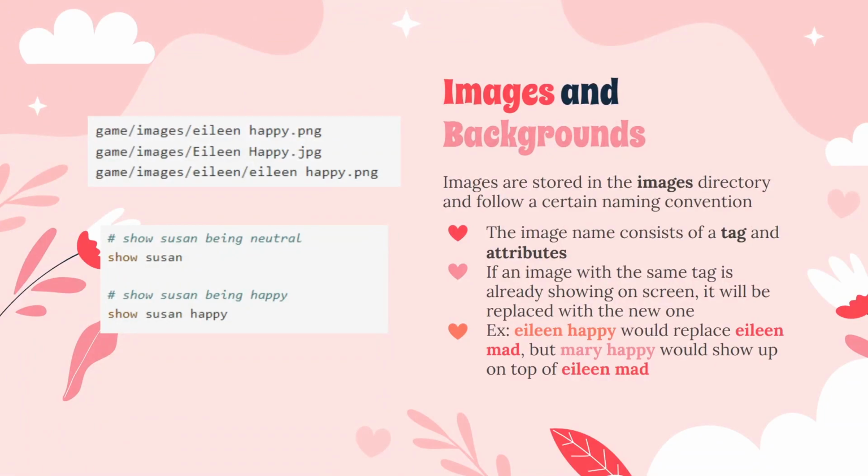So if an image with the same tag is showing on the screen, it will be replaced with the new one with the same tag. For example, say I was showing Eileen happy on the screen, and then I want to show Eileen mad. That would replace Eileen happy, so it will only show Eileen once. But if I had Eileen happy or Eileen mad on the screen, and then I put Mary happy to show, both of them would be showing at the same time.